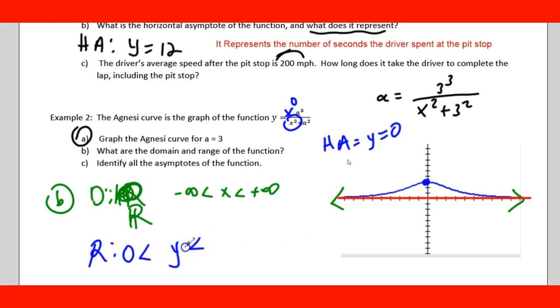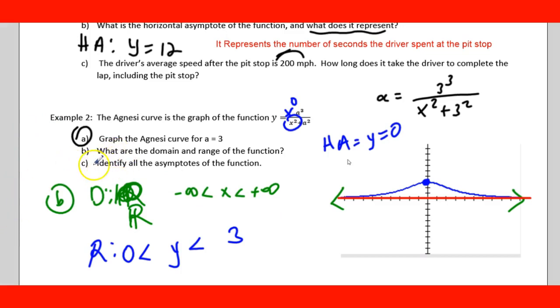Remember, the range is for the y values. So the highest it would go is 3. So from 0 to 3 is where the range of this graph is, from here to here. That's how tall the graph is. That's as tall as it would be, okay?